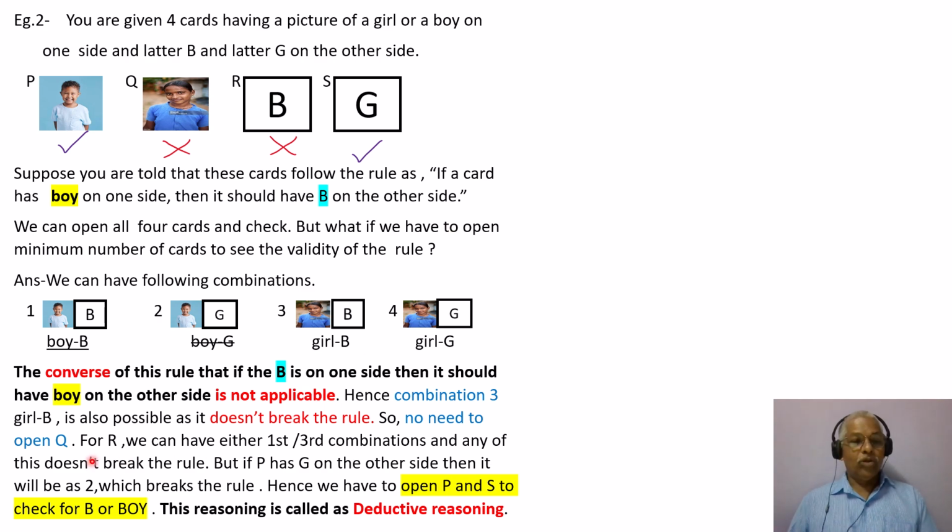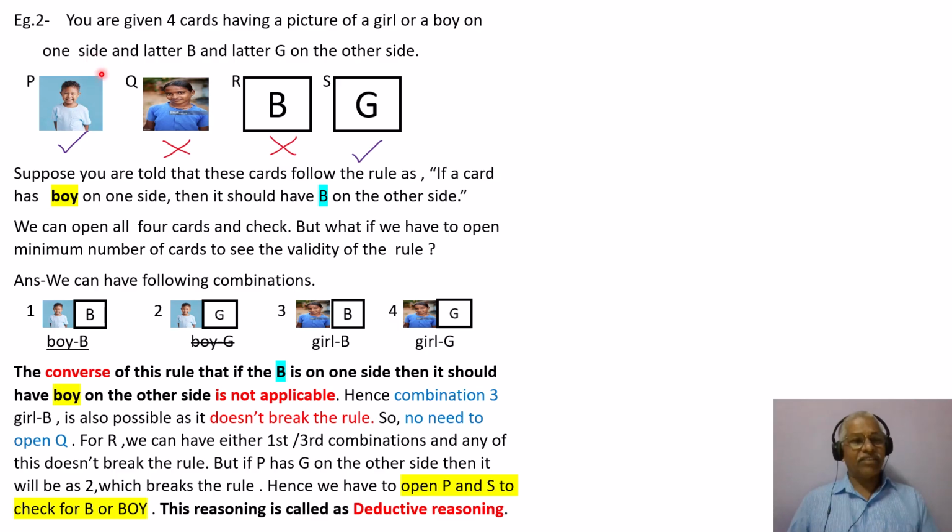Okay, so for R we can have either first or third combination, and any of this doesn't break the rule. Okay, now interesting point is there. Now if P, that is this card, we have taken decision about these cards, so no need to open this. Now we are talking about this and this card.